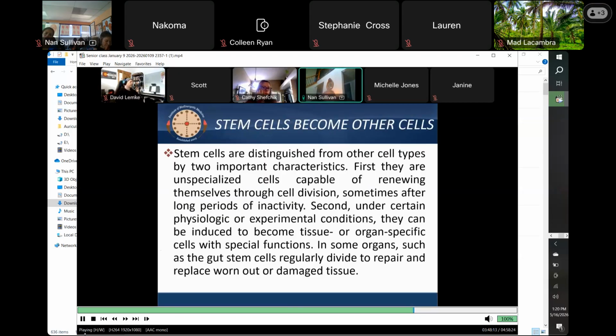Stem cells are distinguished from other cell types by two important characteristics. First, they're unspecialized cells capable of renewing themselves through cell division, sometimes after long periods of inactivity. Second, under certain physiologic or experimental conditions, they can be induced to become tissue or organ-specific cells with special functions. In some organs, such as the gut, stem cells regularly divide to repair and replace worn out or damaged tissue.